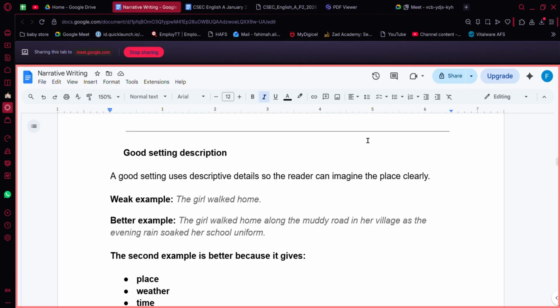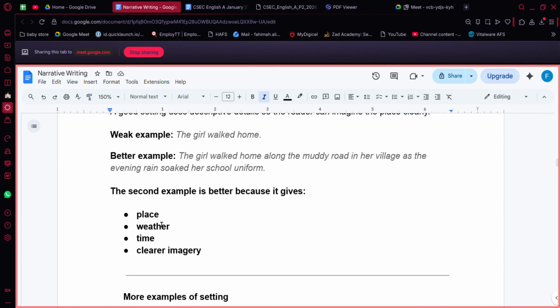So the second example here is better because it gives us information about the place, which is the muddy road in the village, and the weather, which is that it is raining. The time might be after school, right? Because it said it is the evening time, so she is walking home from school. And clearer imagery. We could now have a better visualization of what the girl looks like and what the setting looks like when we use this whole section here to describe it.